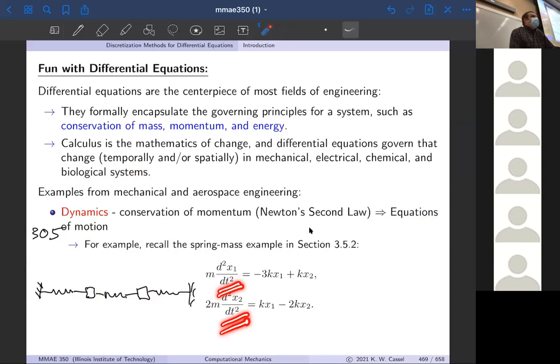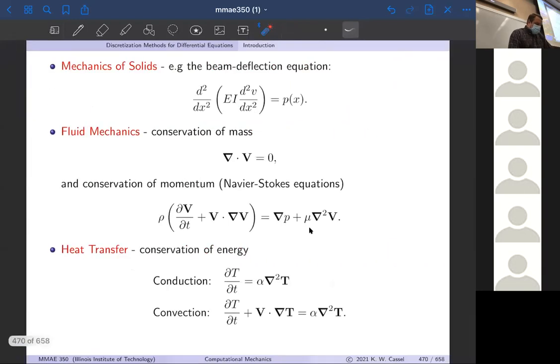Are they linear or nonlinear? Anybody? Linear, yeah. They're linear because I have x1s and x2s, but only ever by themselves. There's no x1 squareds. There's no x1s times x2s. There's no sines of x1. So there's no nonlinear terms in here at all. So these are second order linear ordinary differential equations, two of them coupled together to solve for the mass locations as functions of time. Great. And that's what dynamics is, over and over getting increasingly complicated systems.